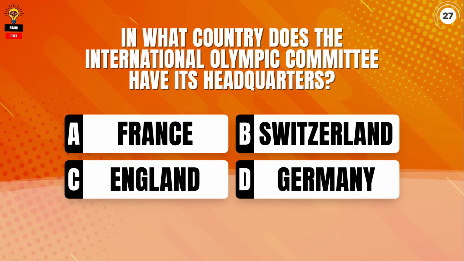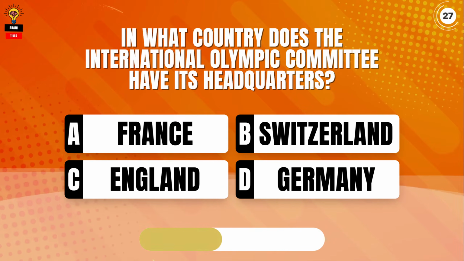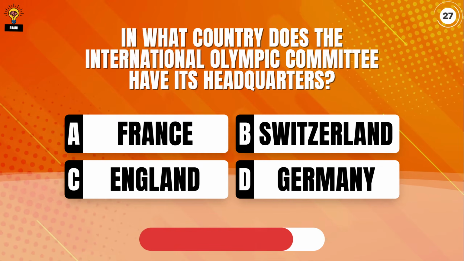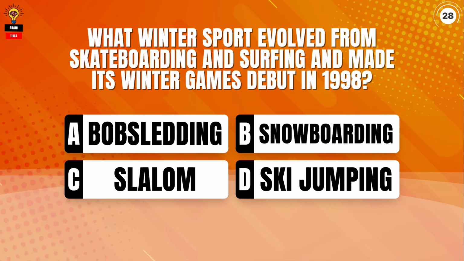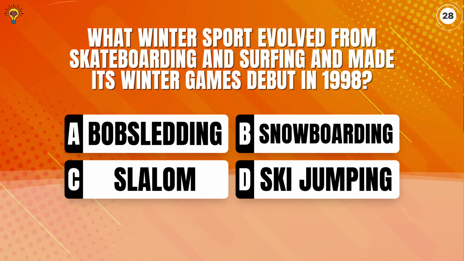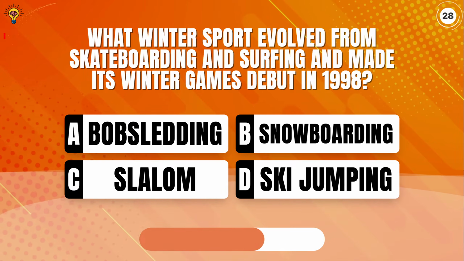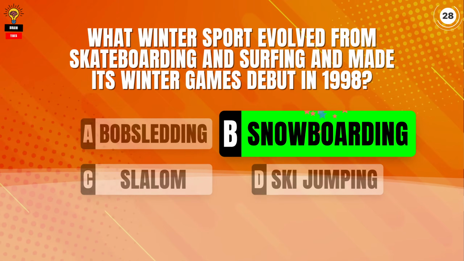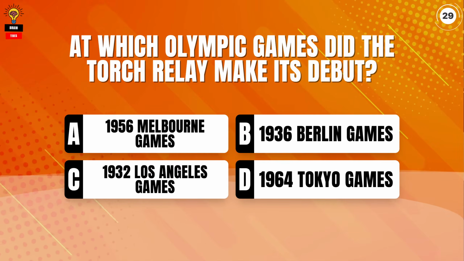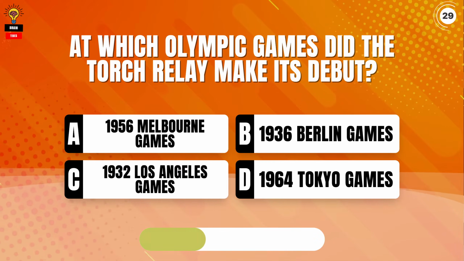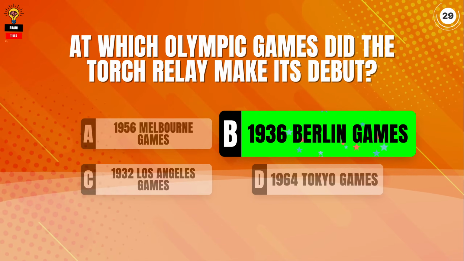In what country does the International Olympic Committee have its headquarters? Switzerland. What winter sport evolved from skateboarding and surfing and made its Winter Games debut in 1998? Snowboarding. At which Olympic Games did the torch relay make its debut? (1936) Berlin Games.